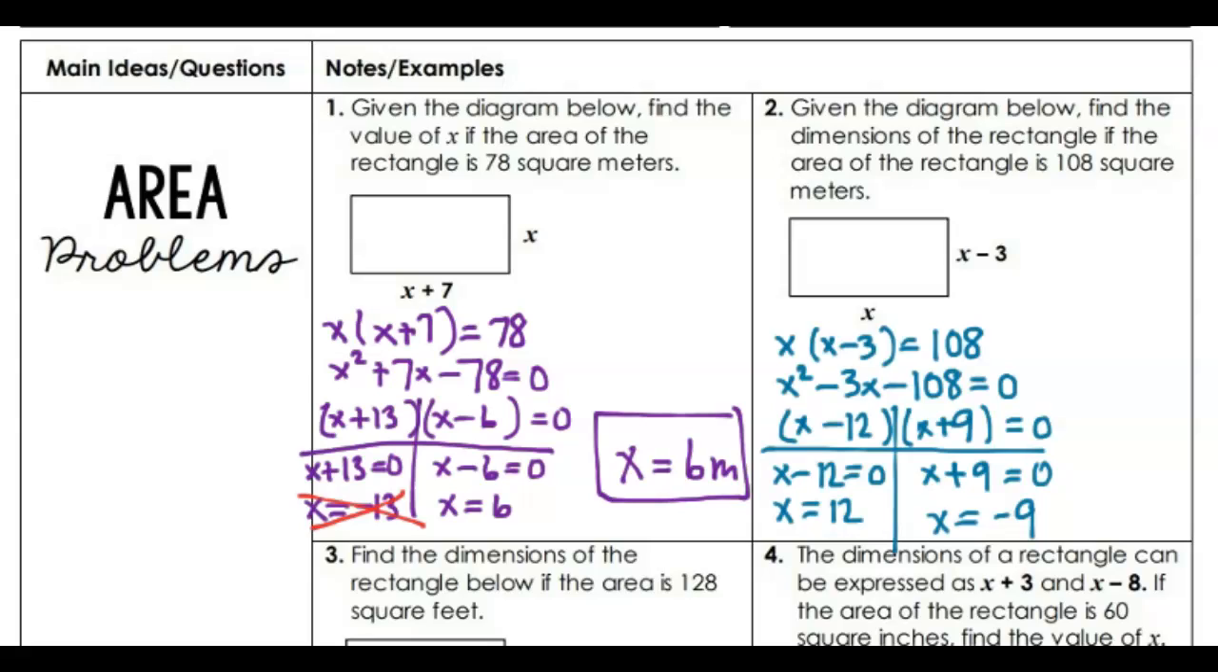Again, looking at these two solutions, only one of them makes sense. The negative value in terms of area or length of a side does not make sense. And so then this does say give the dimensions of the rectangle, so we would finish this by saying that the dimensions are going to be 12 by 9, or 9 and 12, and that would be the one that we're looking for here.